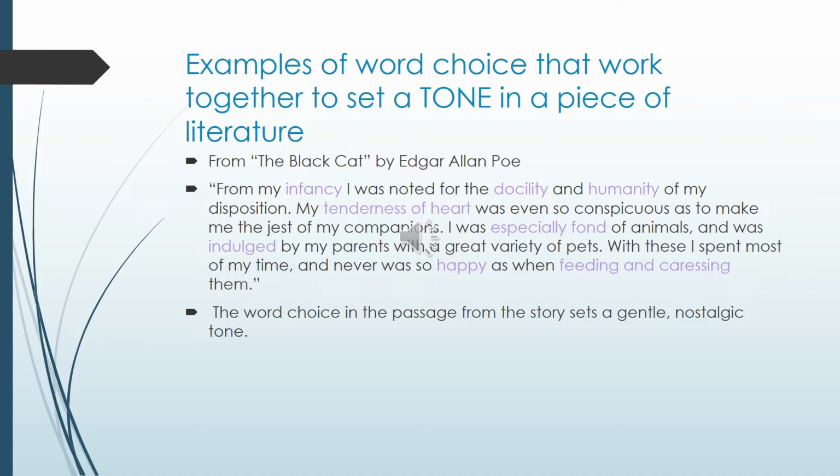I think it's easiest to understand tone by looking at examples. Here's an example from the short story The Black Cat by Edgar Allan Poe. The quote is this: "From my infancy, I was noted for all the docility and humanity of my disposition. My tenderness of heart was even so conspicuous as to make me the jest of my companions. I was especially fond of animals and was indulged by my parents with a great variety of pets. With these I spent most of my time and never was so happy as when feeding and caressing them."